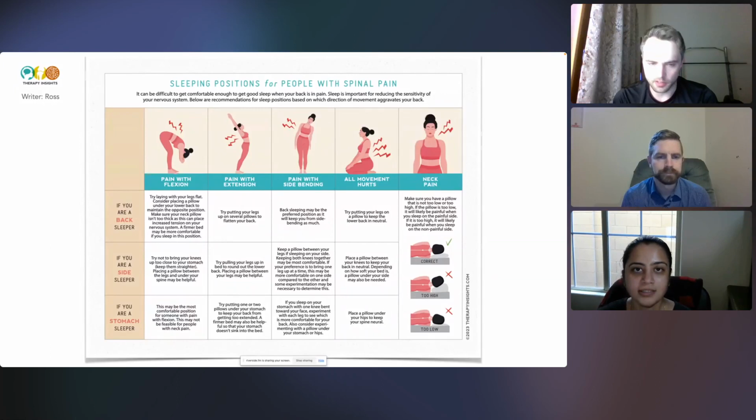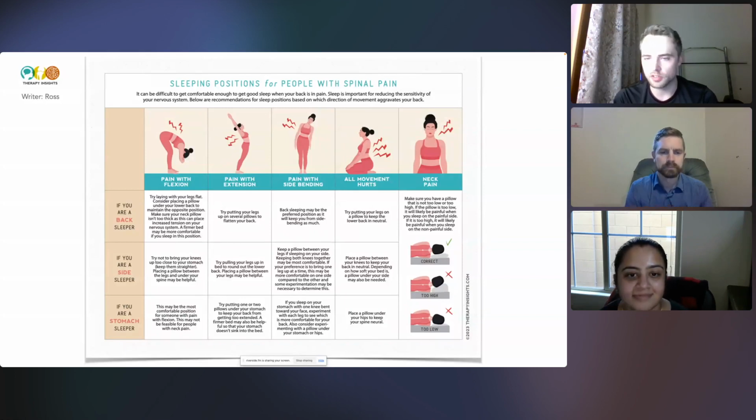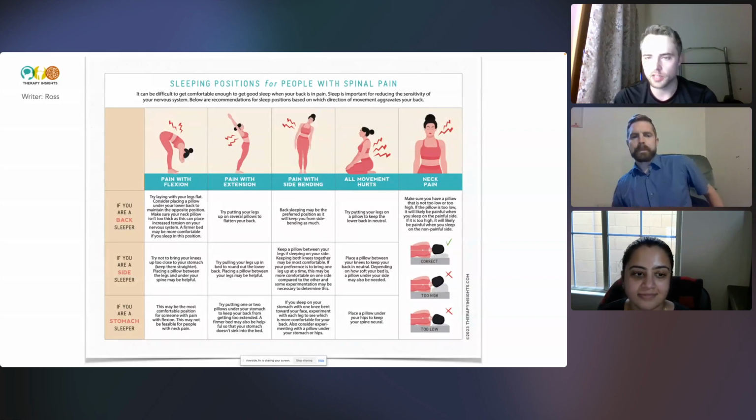And I like that a lot of times when you look up things on the internet, it doesn't really individualize very much based on what position hurts. And so that was my idea with this, trying to find a little bit more individualized recommendations for sleeping positions.